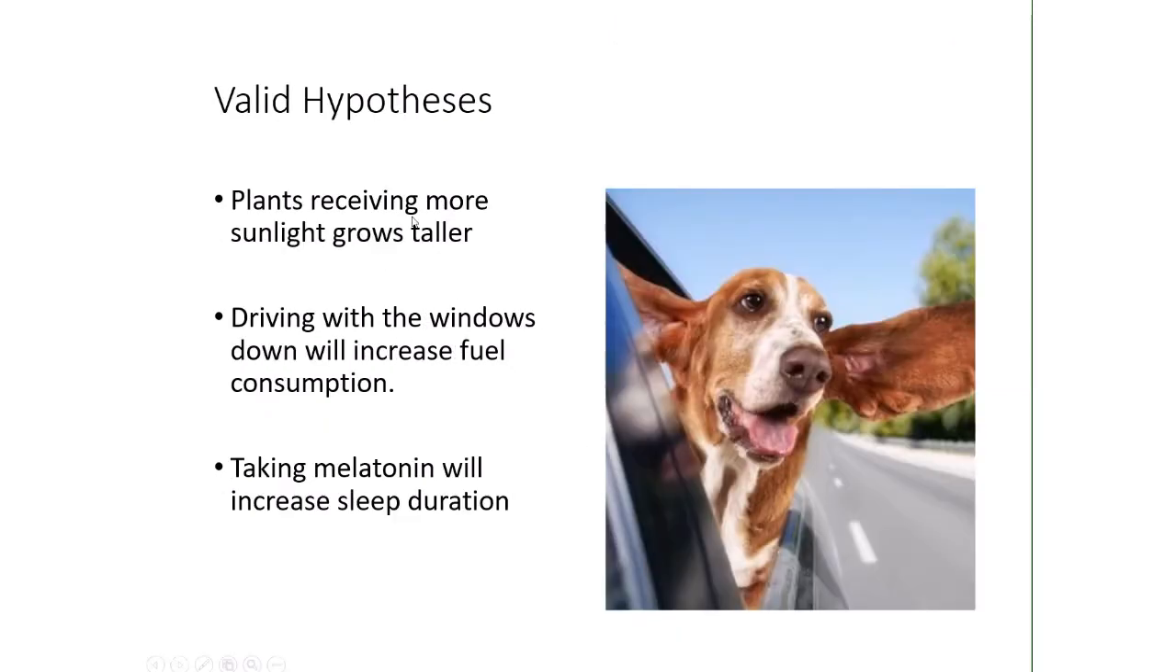Here are some good hypotheses. Plants receiving more sunlight grow taller. Right? You can definitely test that, and that could definitely be wrong. Driving with the windows down will increase fuel consumption. Taking melatonin will increase sleep duration. So all these things are testable and potentially wrong, and that's what makes them good, valid hypotheses.